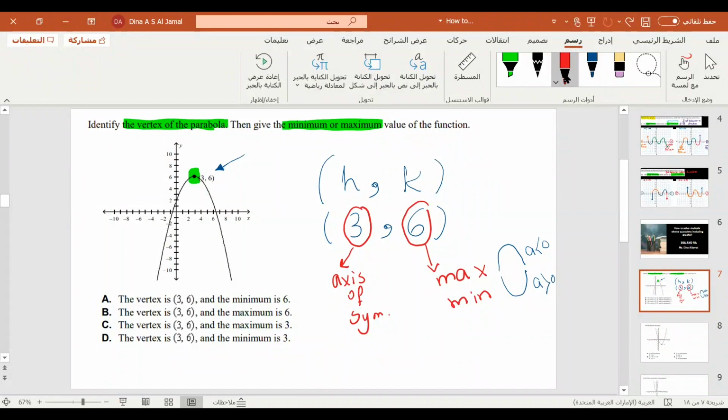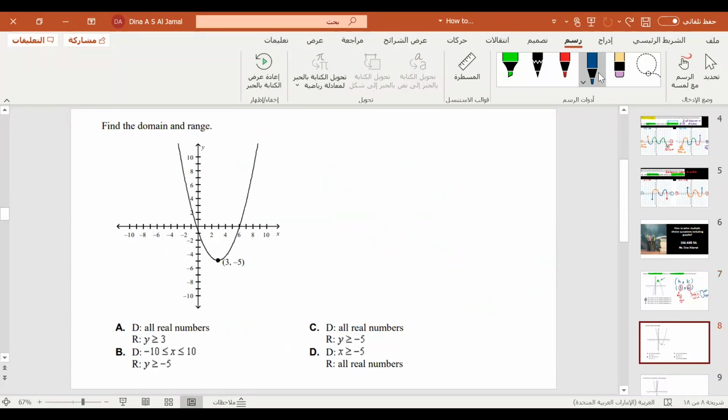So, in a hurry, your axis of symmetry is x equals 3. That means your vertex is 3 and 6. And your graph is going down, that means you have a maximum value at 6. So if you just read all of the options, your answer will be B. Your maximum is 6 at x equal to 3, and your vertex is 3 and 6. That's it. Now let's go to this question.